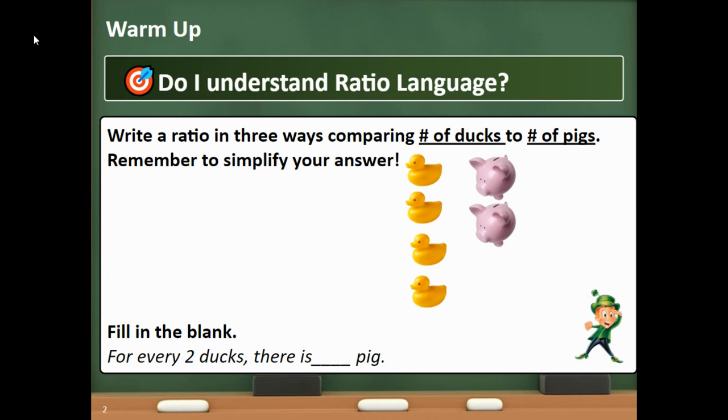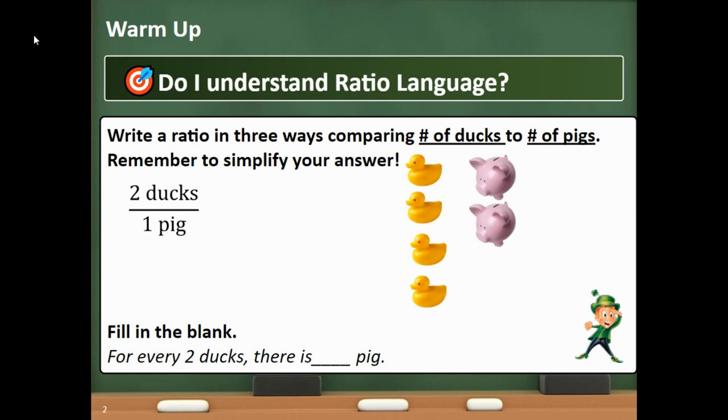Our warm-up. Do I understand ratio language? Write a ratio in 3 ways, comparing the number of ducks to the number of pigs. Remember to simplify your answer. So we see 4 ducks and 2 pigs. So we're kind of thinking if we have to simplify it though, how many ducks for each pig? 2 ducks for 1 pig.